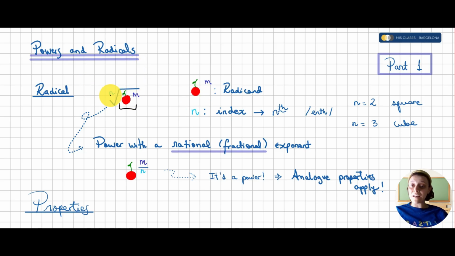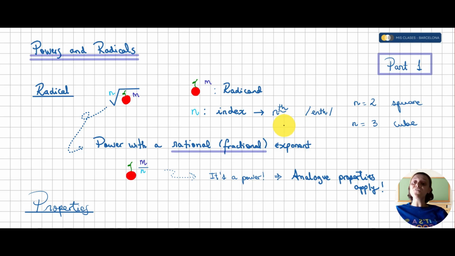Then we have n, which is going to be the index, okay? So understanding that this is the index, it is going to be an integer from 2 on. If the index is 2, we read it as a square root. If the index is 3, we read it as cube root. And then from 4 on, we're going to use the 4th root, 5th root, so on and so forth.